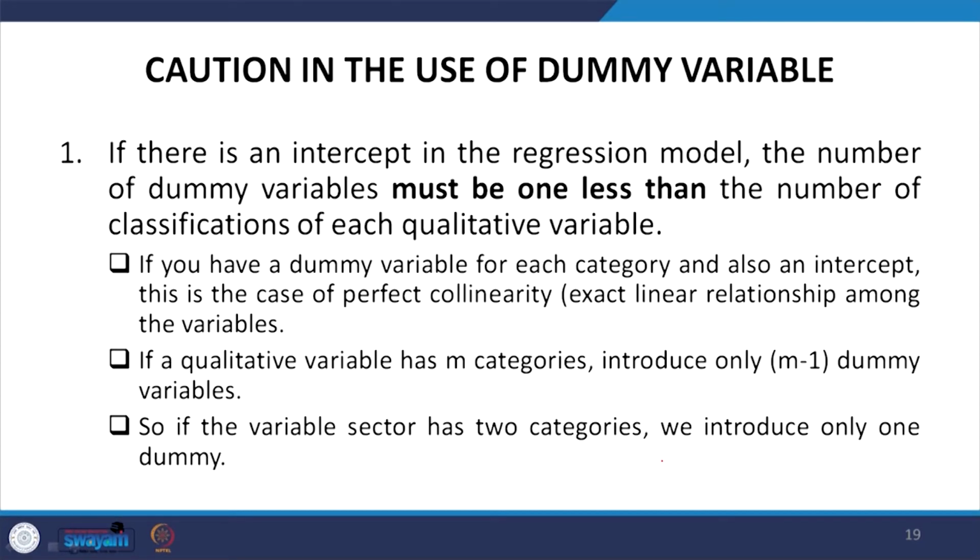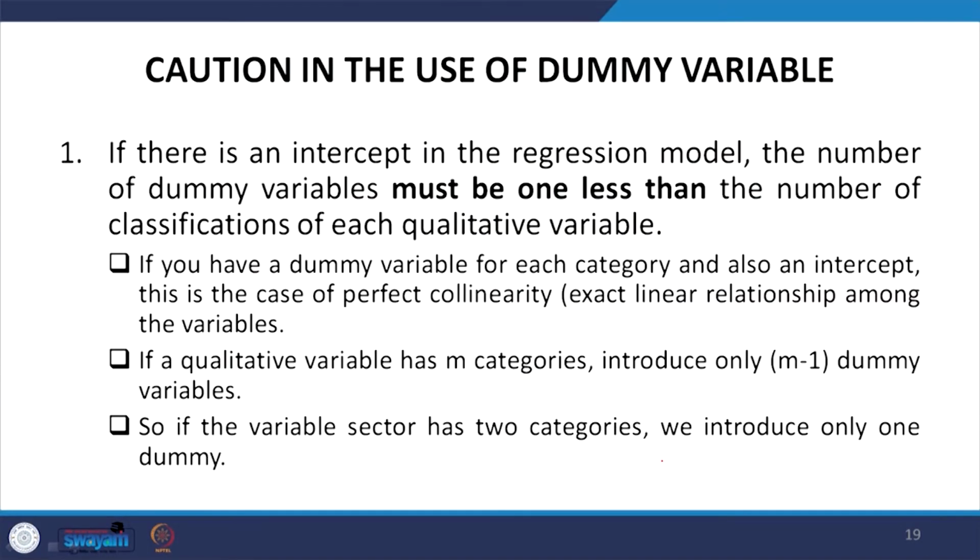This is quite intriguing. If there is an intercept in the regression model, a fixed portion, a fixed coefficient in the model, the number of dummy variables must be less than the number of categories of each qualitative variable. So, if the qualitative variable is classified into 2 categories, the dummies should not be 2, it should be less than 2, so 1 dummy must be there. Otherwise, there will be some problems in the model. We are going to discuss this in our next slide.